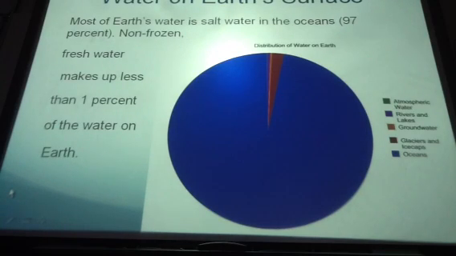Water on the Earth's surface, so fresh water is very unique and rare. Notice oceans make up 97% of the water on Earth, and that's salt water. So there's 3% fresh water on Earth, and liquid fresh water is only about 1% of all the water on Earth's surface.